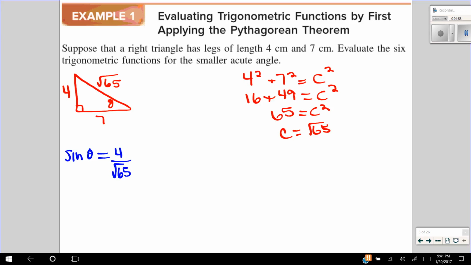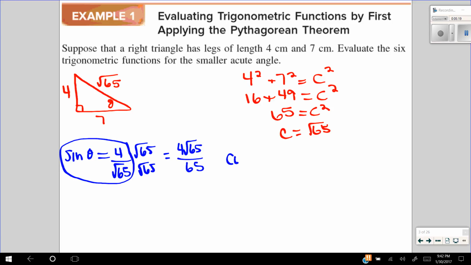So what they're going to do is they're going to multiply this by the square root of 65 over the square root of 65, which will give you 4 times the square root of 65 over 65. So your book's going to show you that. I'm okay with you leaving it like this, as long as you know that they are equivalent. Okay? So cosine of theta is going to be adjacent, 7 over the square root of 65, and I'm going to leave that.